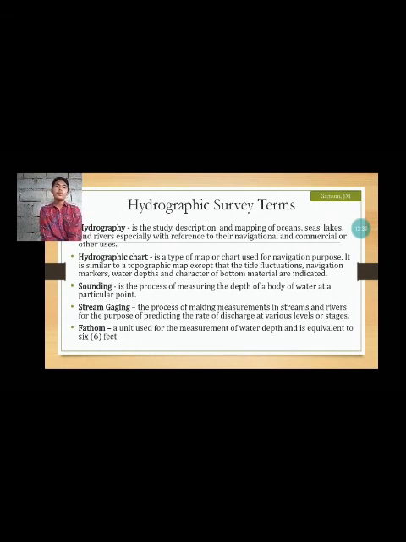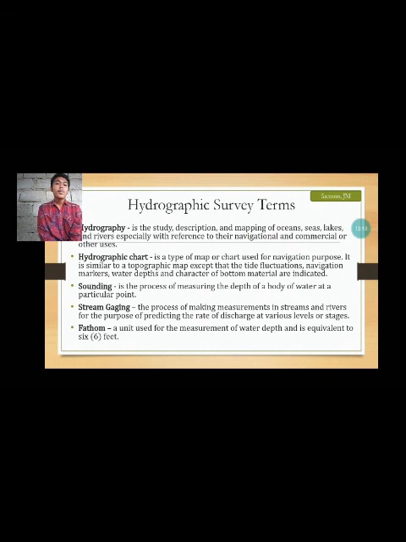So, the hydrographic survey terms. So, hydrography is the study, description, and mapping of oceans, seas, lakes, and rivers, especially with reference to their navigational and commercial or other uses. Second, the hydrographic chart is a type of map or chart used for navigation purposes. It is similar to the topographic map except that the tide fluctuations, navigation markers, water depths, and character of bottom material are indicated.